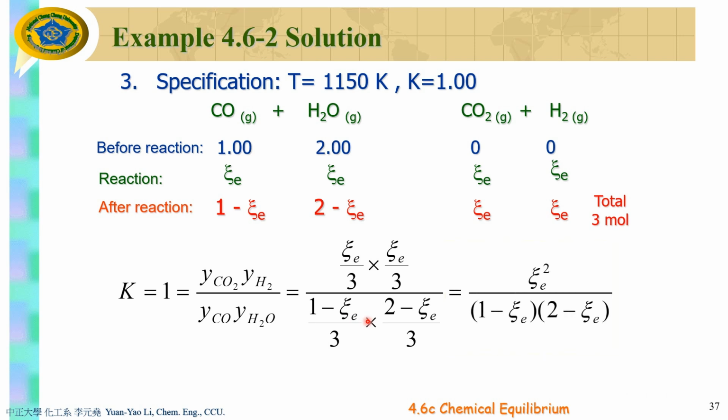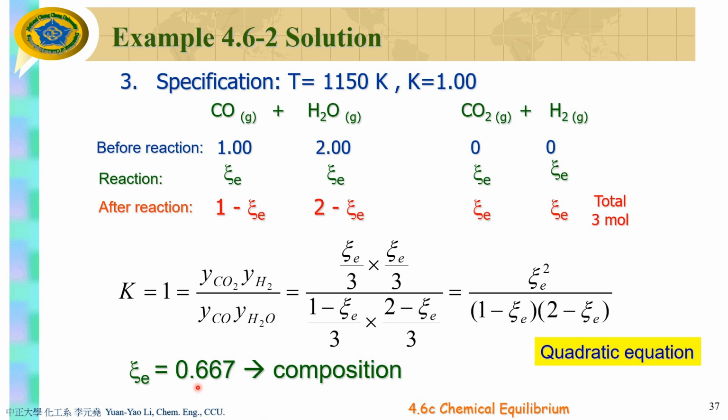So the thing is that you can find out this is a quadratic equation, right? So you can find out X_E. X_E is 66.7%. So this is the extent of reaction, right? Okay, so you understand this. So if you put the numbers here, you got the answer.